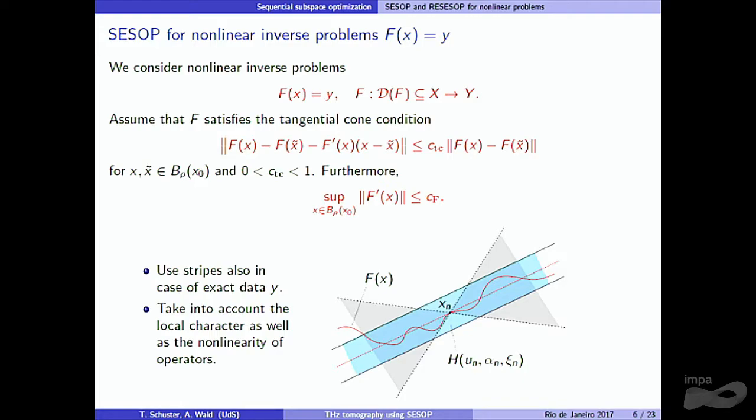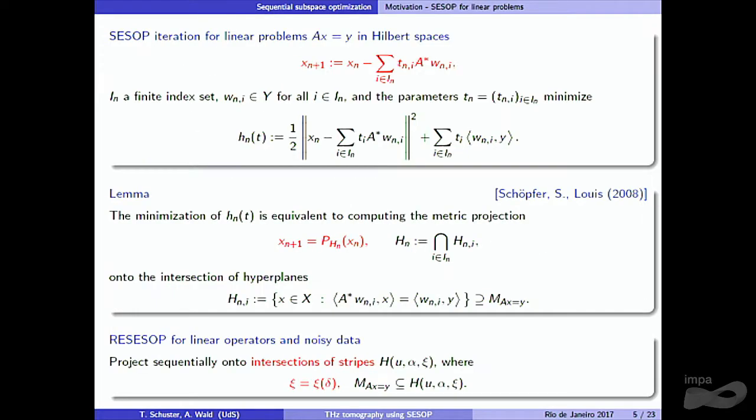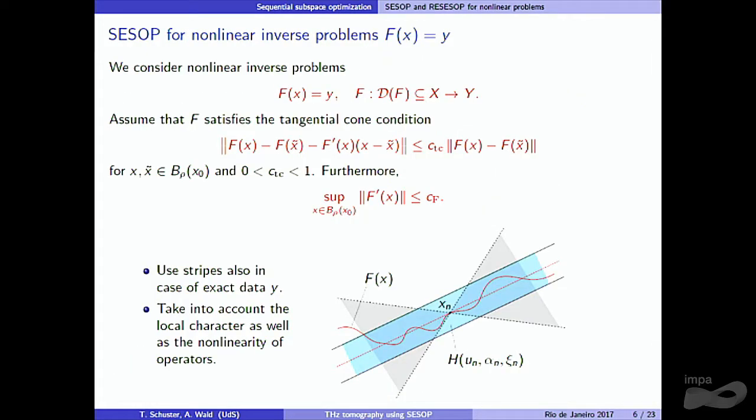So we cannot use hyperplanes here anymore to project on. The reason is that nonlinear operators will not satisfy this condition if f is nonlinear, obviously. So the idea, even in case of exact data, is to use projections onto stripes.